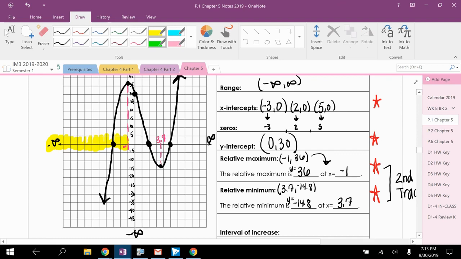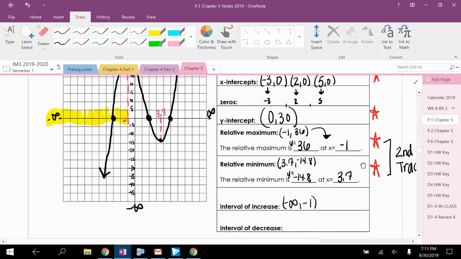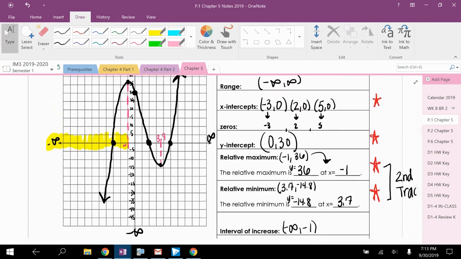That's why I like drawing in those dotted lines, because it helps me stop. It knows where to stop increasing at the x value. So negative infinity to -1. Now, if you look here, the next part's going to decrease. So I'm going to move down to that decreasing part and describe that. Well, where I stop is where I now start. So -1. And I'm going to go all the way to 3.7. So my graph is decreasing on the x values -1 to 3.7.